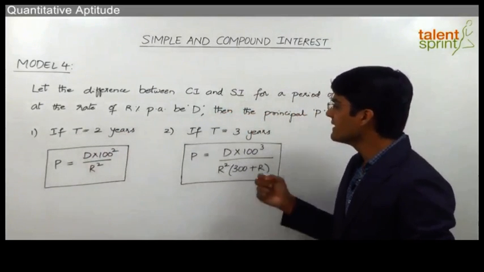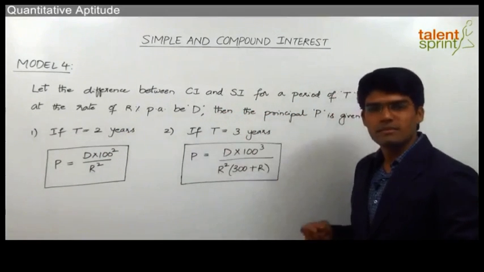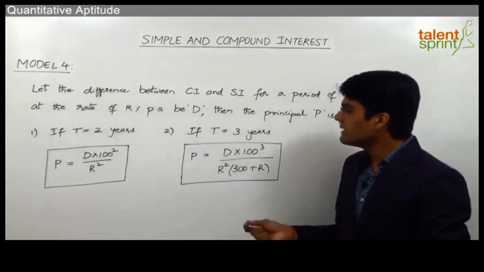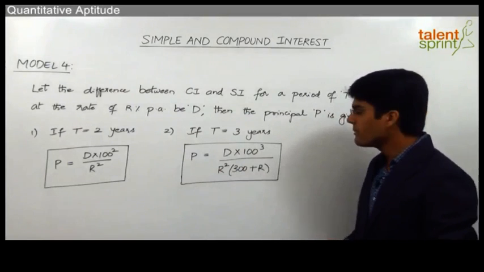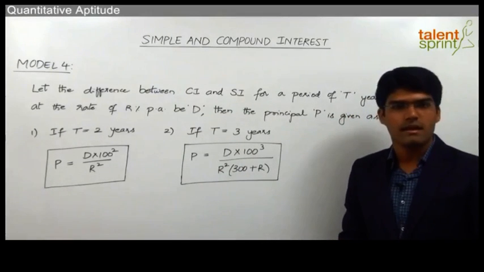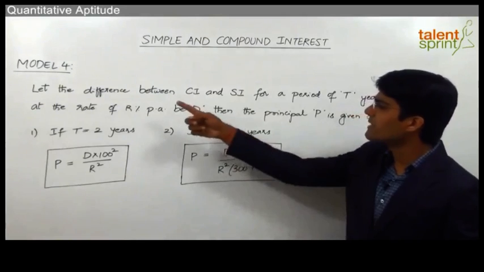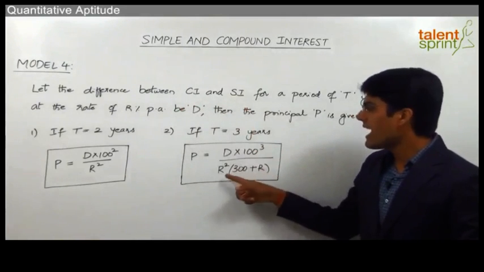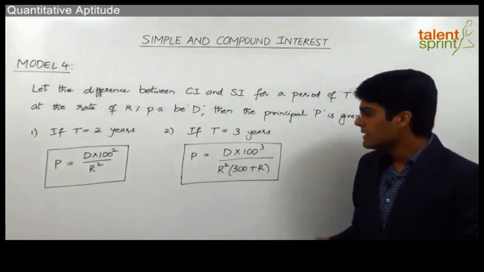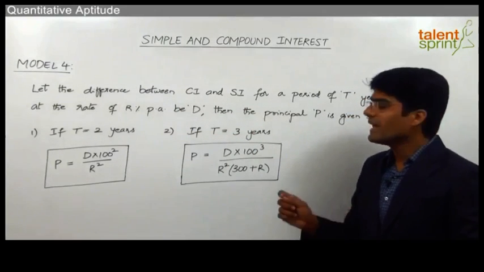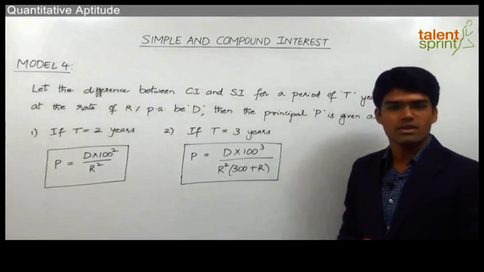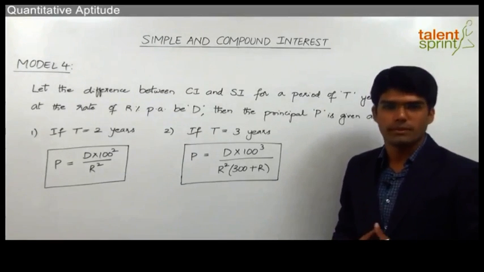And the second case here is when the time is equal to 3 years. That means for a period of 3 years, the principal p can be calculated as d into 100 cube divided by r squared into 300 plus r, where again d is the difference between CI and SI, and r is the rate of interest per annum. And this formula has to be applied when the time period is equal to 3 years. So with the help of these two formulas, we can solve the questions related to difference from this topic.